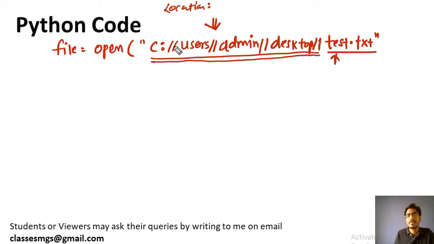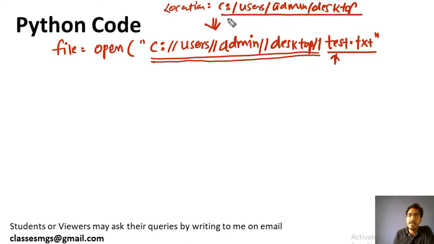Please put a double slash here, because a single slash is used as an escape character. So please put one more extra slash wherever you see a slash in the actual location. The actual location will be like this: users, then admin, then desktop. When you put this in the open method, please put one more slash here, otherwise it will give an error in the case of Windows. In the case of Linux, you need not put the double slash.